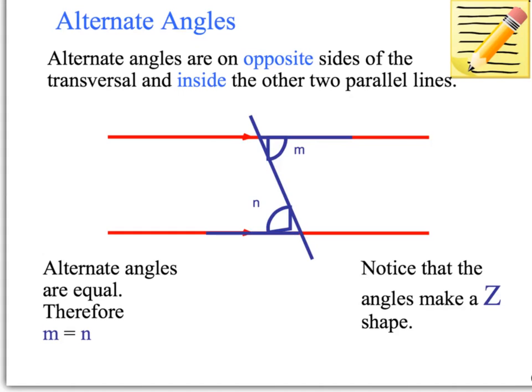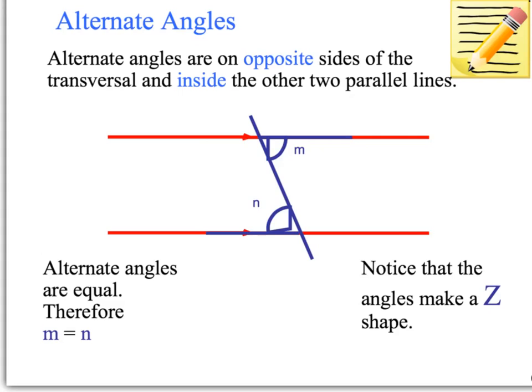Okay, and if you notice the angles, they make a Z shape. So in this one it's actually like a backwards Z shape, but the alternate angles can also be this here and here because they're on opposite sides of the transversal and inside the parallel lines.